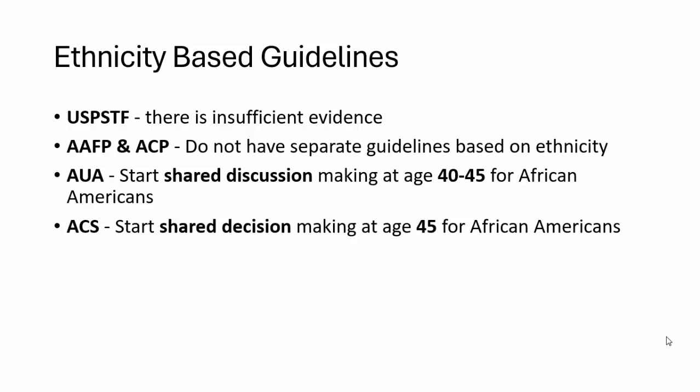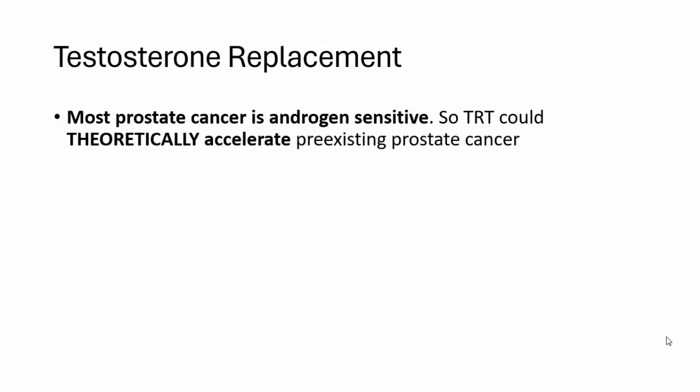The AUA recommends doing shared decision making starting at age 40 to 45 for African Americans, and the American Cancer Society recommends doing shared decision making starting at age 45 for African Americans.